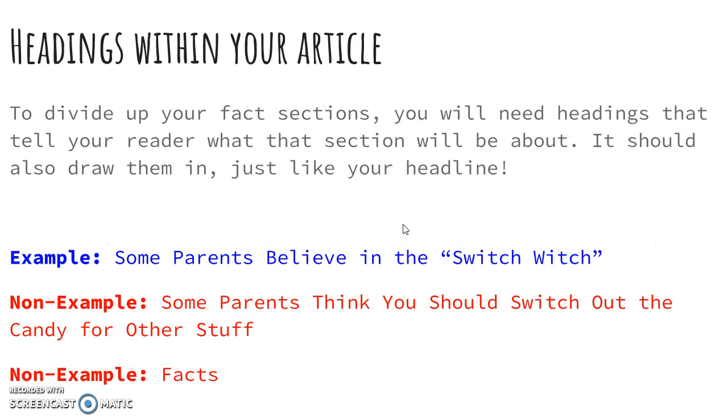Now let's talk about headings within your articles. To divide up your fact sections, you're going to need headings that tell your reader what the section will be about. And it should also draw them in, kind of like your headline. For example, again taking a look at the Halloween article, a great example of a heading within that article is, some parents believe in the switch witch. And if you remember from that article, that's when parents switch out candy for other fun activities.